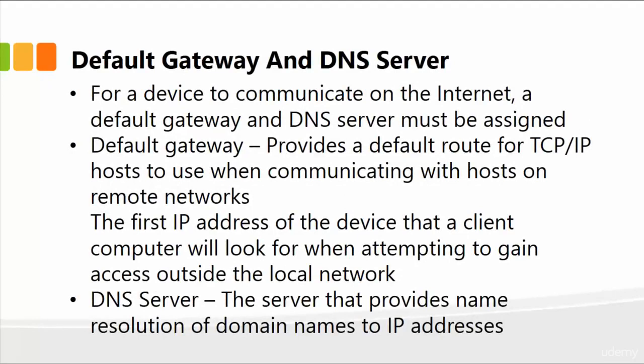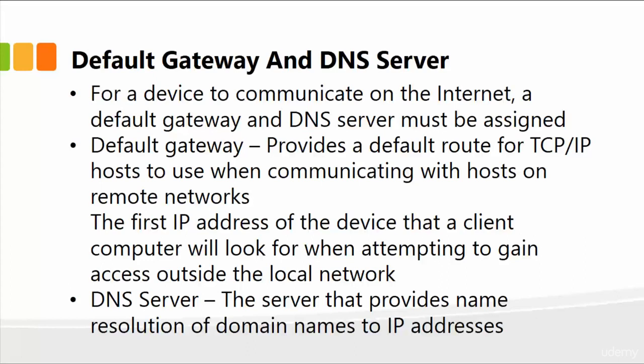Another important concept is default gateway and DNS server. For a device to communicate on the internet, a default gateway and DNS server must be assigned. So for example, think of default gateway as your main gate outside of your house, right? So everything happening within your own environment, you have 5 different rooms in your house and you have computers in those rooms. They're all connected together. But if someone needs to connect to the outside world or across the street or to another city, town, for example, you'd have to use the default gateway. And think of it again as the main gate of your home.